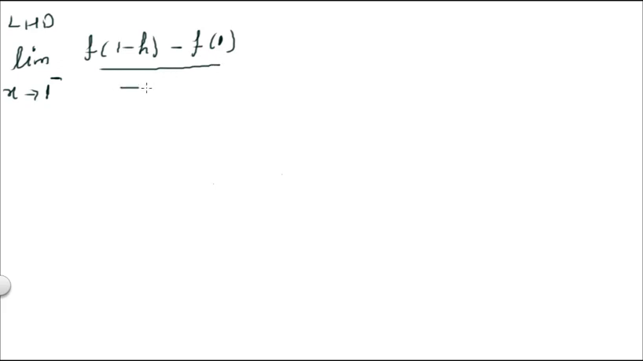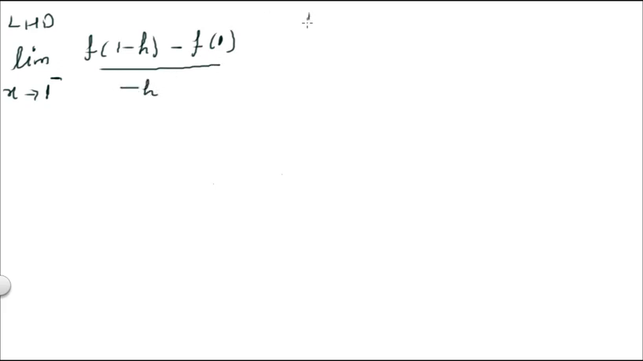So let us solve the LHD. Here LHD I am writing. Okay, so what is the formula? Limit, at what point do we have to check? At 1. So in LHD, 1 minus will come. Clear? Then what is the formula? f of c minus h. So 1 minus h minus f of c, which is f of 1, divided by minus h.